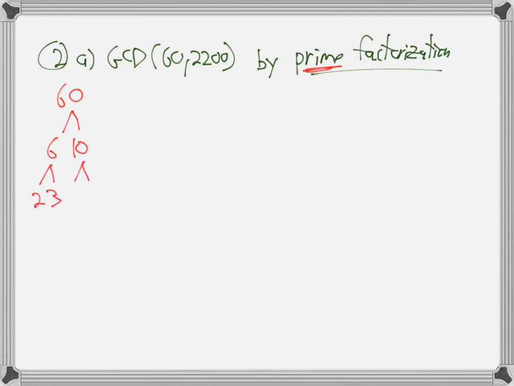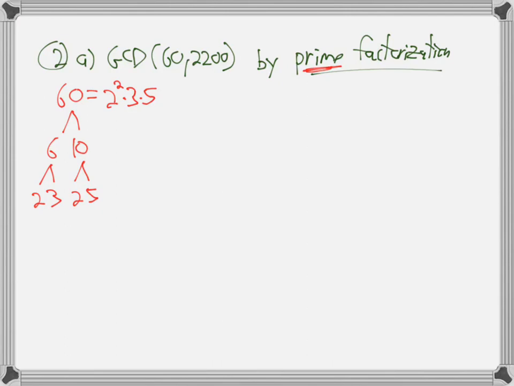6 is 2 times 3. 10 is 2 times 5. So I've got the 60. 60 is 2 squared times 3 times 5. That's the primes, the building blocks of 60. We good so far? Found the prime breakdown of the 60.